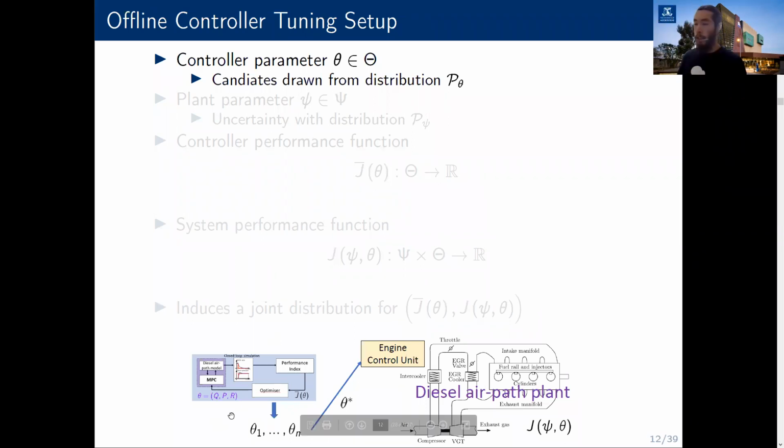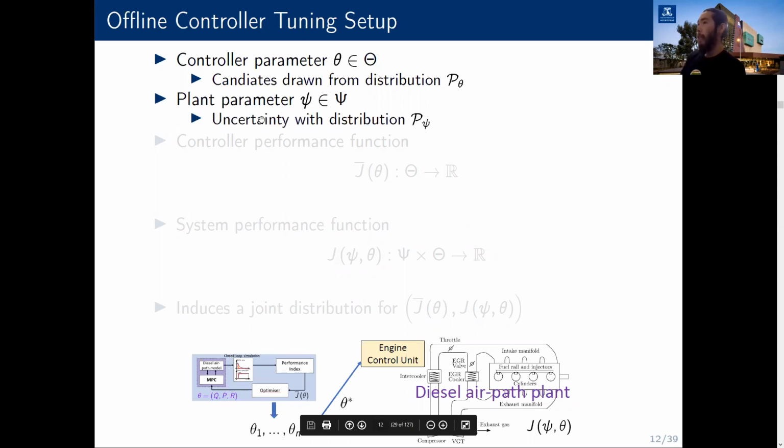So for example, it could be from this framework here, where we inject a bit of randomness into the optimizer to give us some random candidate controllers. Secondly, we've got a plant parameter psi, also from some set, and we've also gone and quantified the uncertainty of the plant model via this distribution here.